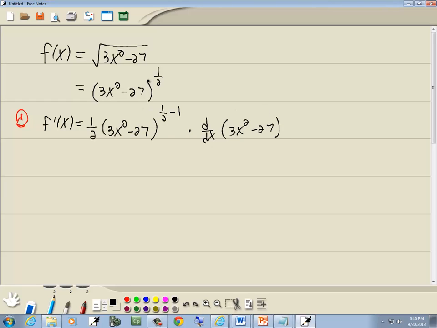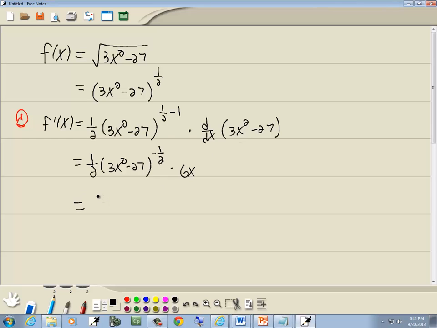So again, take your power, put it out in front. What's inside the parentheses remains as is. Lower your power by 1 times the derivative of what's inside the parentheses. So we've got 1/2 times 3x squared minus 27 to the negative 1/2, since 1/2 minus 1 gives us negative 1/2. The derivative of 3x squared gives us 6x, and negative 27 drops away.